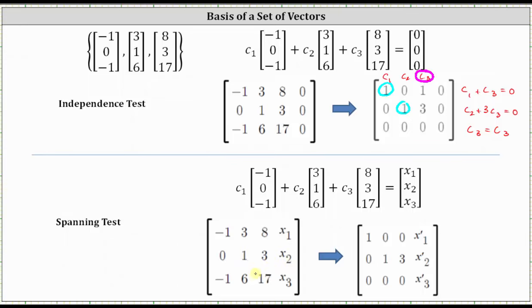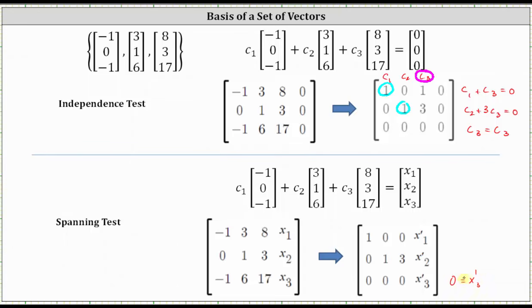Performing row operations to write the augmented matrix in reduced row echelon form, we have the matrix here on the right. Notice on the fourth column we have x prime 1, x prime 2, x prime 3. These would be some constants after performing the row operations to write the augmented matrix in reduced row echelon form. So notice here, if we focus on the third row, we have 0 equals x prime sub 3.